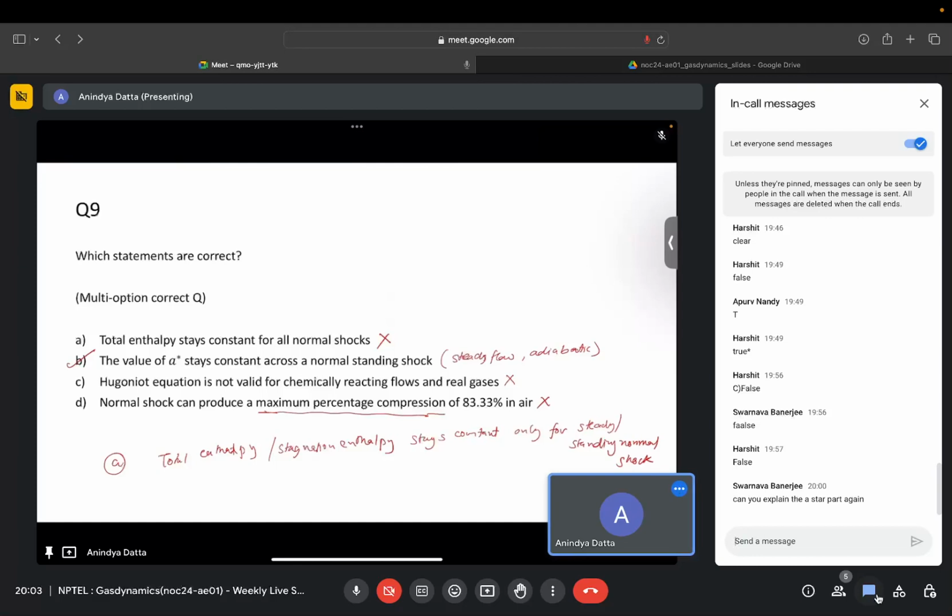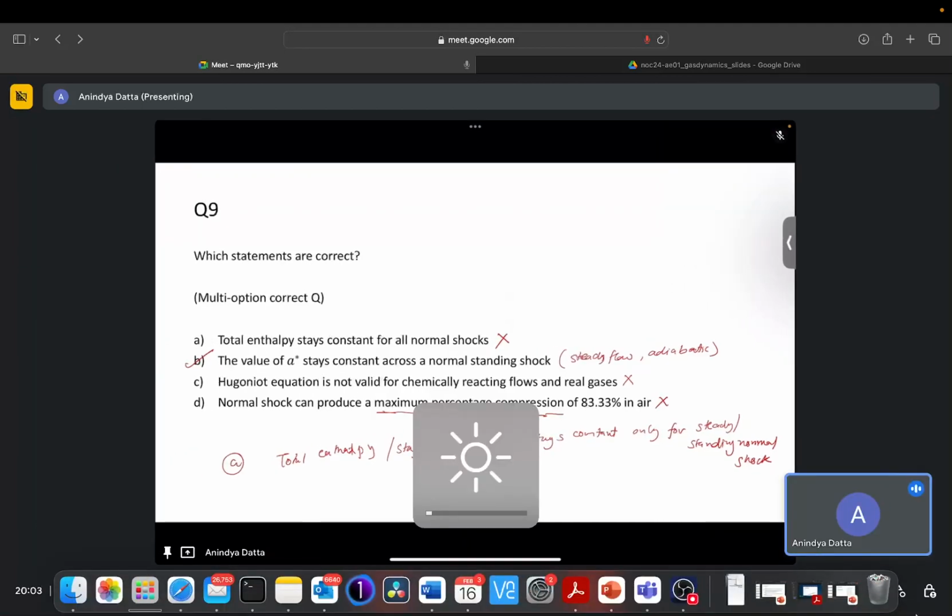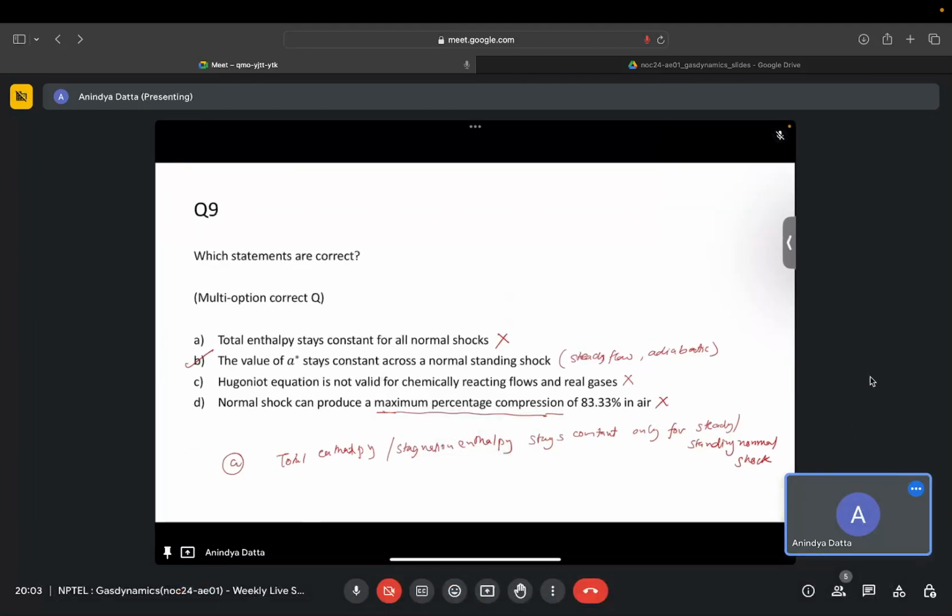So now we're asked to find the star part again. So how are the star properties derived? If you remember, the star properties are derived from a state point: we go to a hypothetical state point from that state through an adiabatic process such that the flow Mach number becomes 1, right? So that corresponds to the star state.